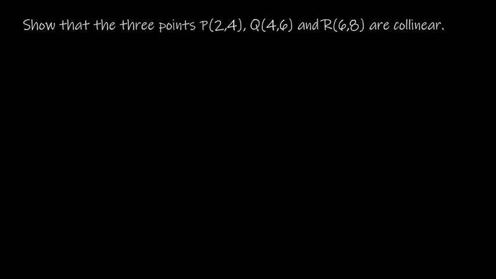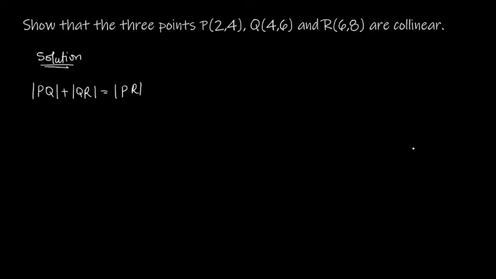Alright, so let's have a look at another example. We are to show that the 3 points P(2,4), Q(4,6), and R(6,8) are collinear. Alright, so let's write down our solution. Now, for us to show that the points P, Q, and R are collinear, it means the distance PQ plus the distance QR should be equal to the distance PR.